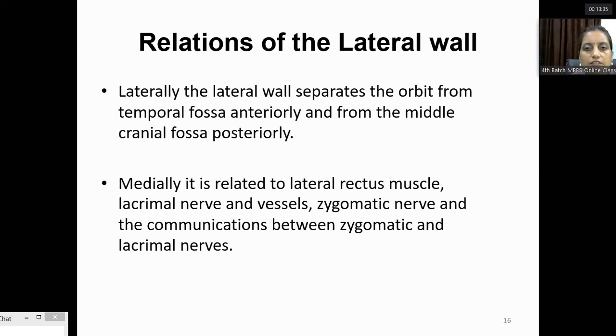So what are the relations of the lateral wall? Laterally, the lateral wall separates the orbit from the temporal fossa anteriorly and forms the middle cranial fossa posteriorly. So you can remember that laterally it is the temporal fossa as well as posteriorly there is the middle cranial fossa, separated by the lateral wall. Medially it is related to the lateral rectus muscle, lacrimal nerves and vessels, zygomatic nerves, and the communications between the zygomatic and lacrimal nerves.